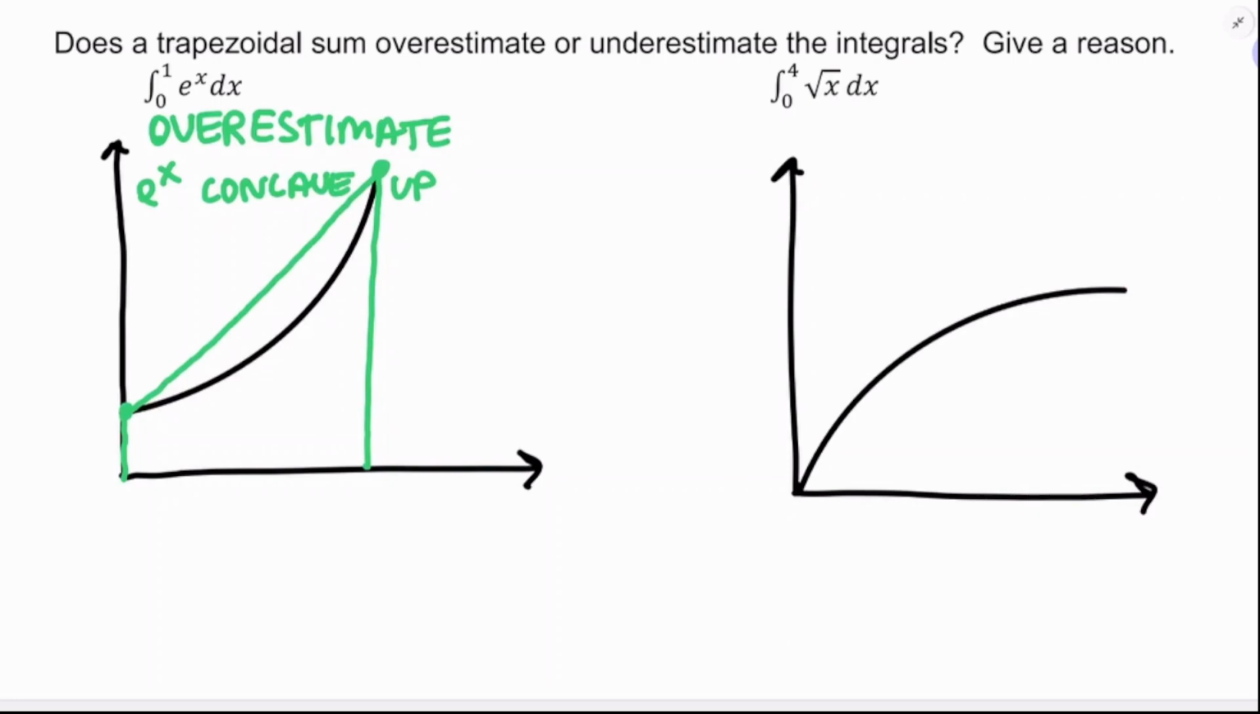Okay, and if I go over here to the square root of x, the integral from 0 up to maybe 4 is right there. If I connect those with a straight line, it actually ends up being a triangle, particularly if it's a trapezoid with one of the heights being 0. This one's going to be an underestimate. And the reason why is because the graph of y equals square root of x is concave down.